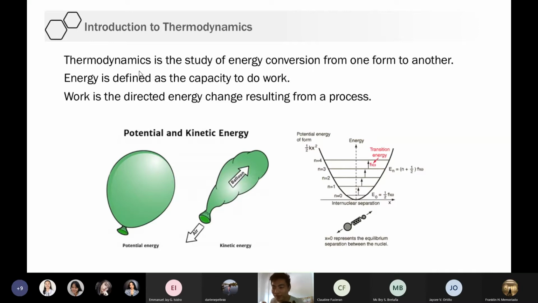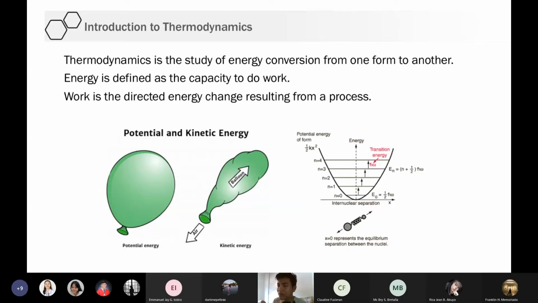Basically, yung aaralin natin for the next few meetings, no? The conversion of energy from one form to another. Okay? And we defined energy last time as the capacity to do work, and work is the change resulting from a process, no? Okay. So ganito talaga ka-vague yung idea ng energy. Sabi niya, ang energy daw basta may gumalaw, okay? May gumalaw or may ma-transfer, may energy doon, no? Okay, and the work is the directed energy change. So for example, yung mouse pointer, galawin ko yung mouse pointer, may work doon. Okay? So ganun.